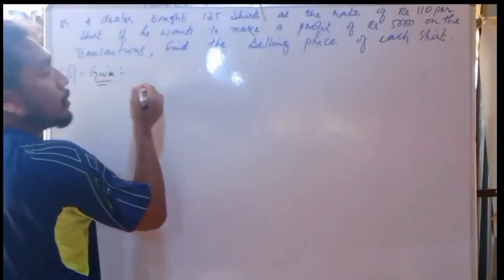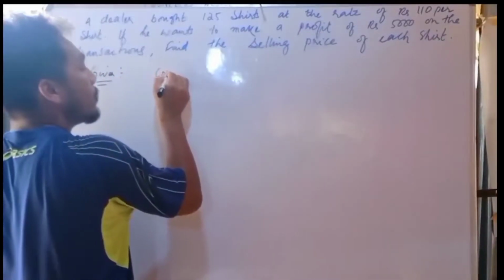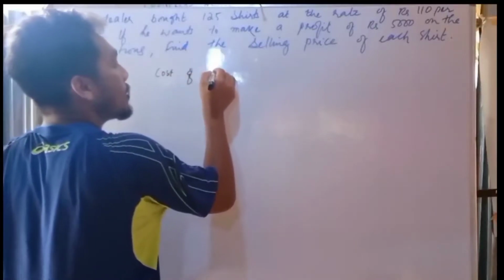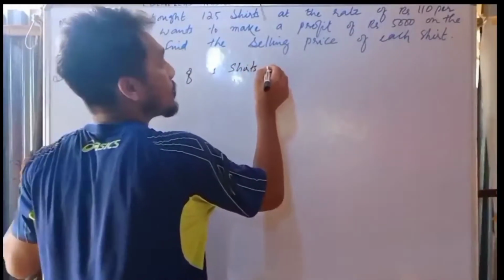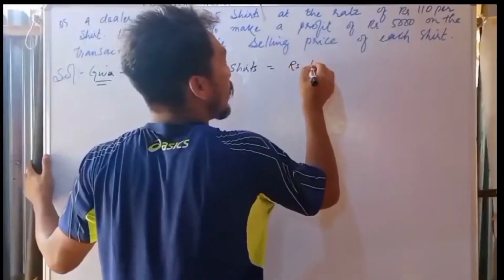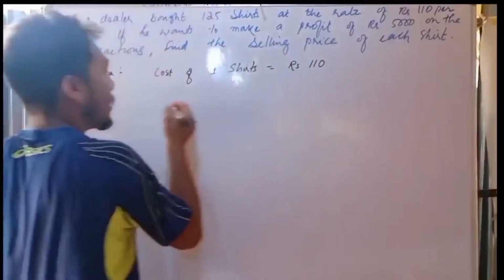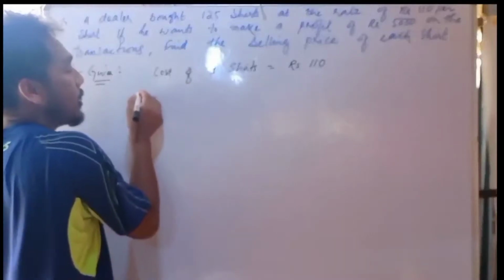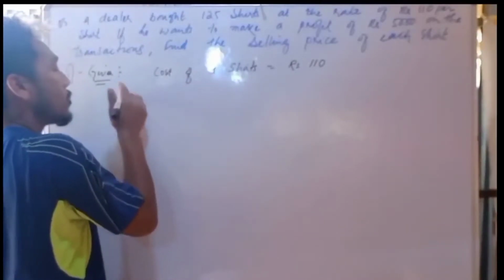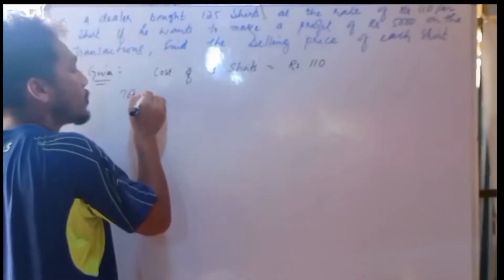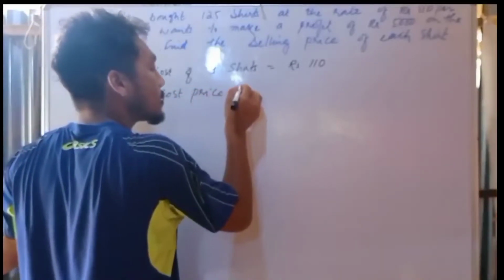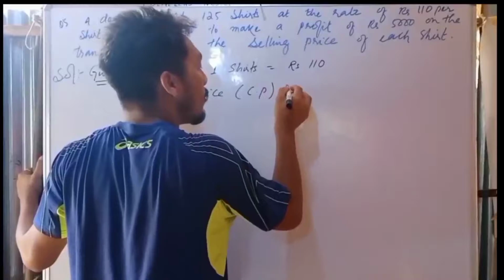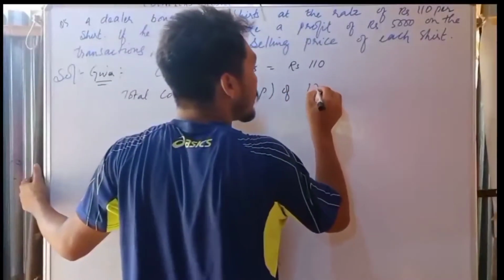So the cost of one cert is given, rupees 110. Now he needs to buy how many certs? That means total cost price, that is CP of how many certs? 125 certs.